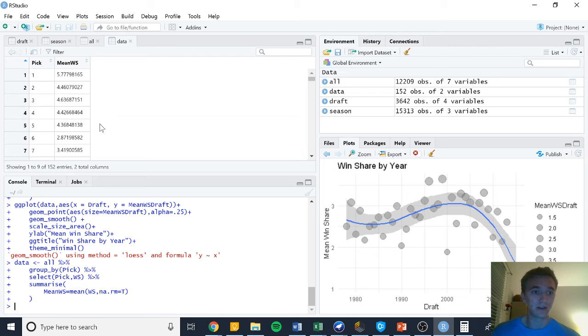Overall, it seems that it lines up exactly with what you think. For this first player, their mean win share across all seasons is 5.77, which is double the average win share of an average player, according to our calculations earlier. That's very much unsurprising. And we see a pretty sharp drop off here.